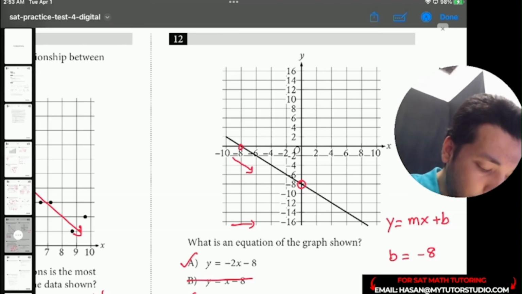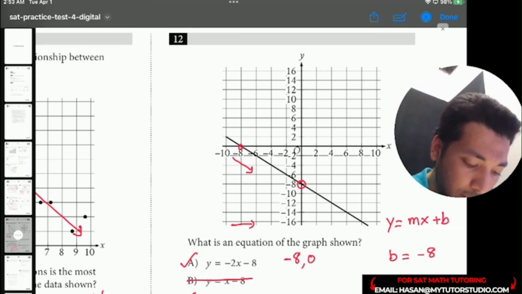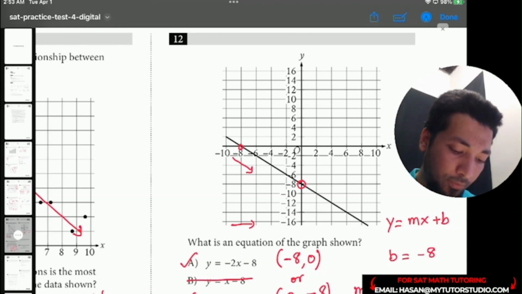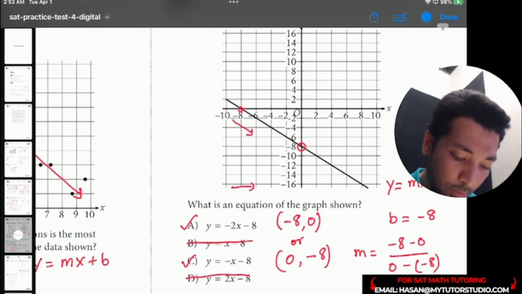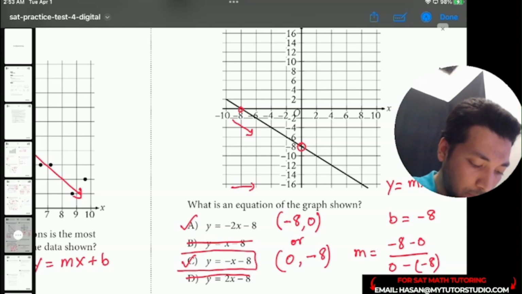We can use these 2 points, -8, 0 or 0, -8. So if we try to find m, -8 minus 0 divided by 0 minus -8, we have -8 divided by +8, we are getting -1. So it will be option number C.